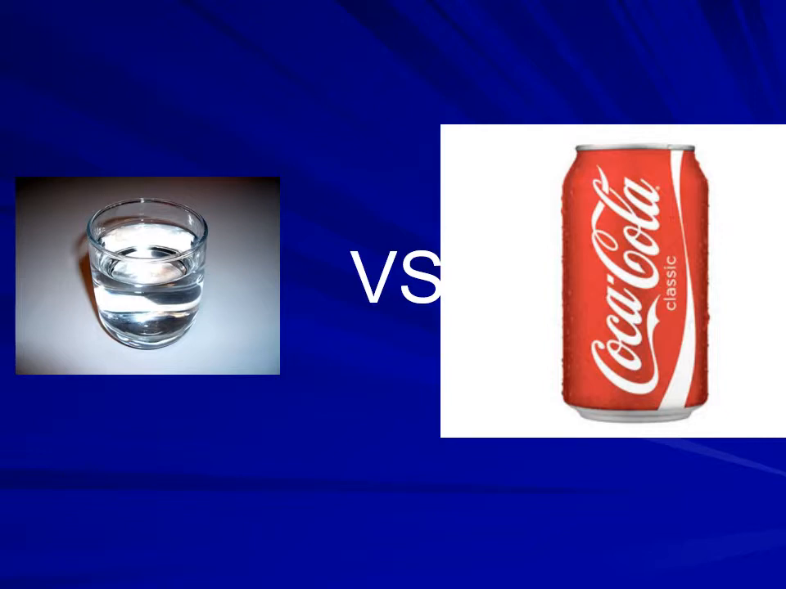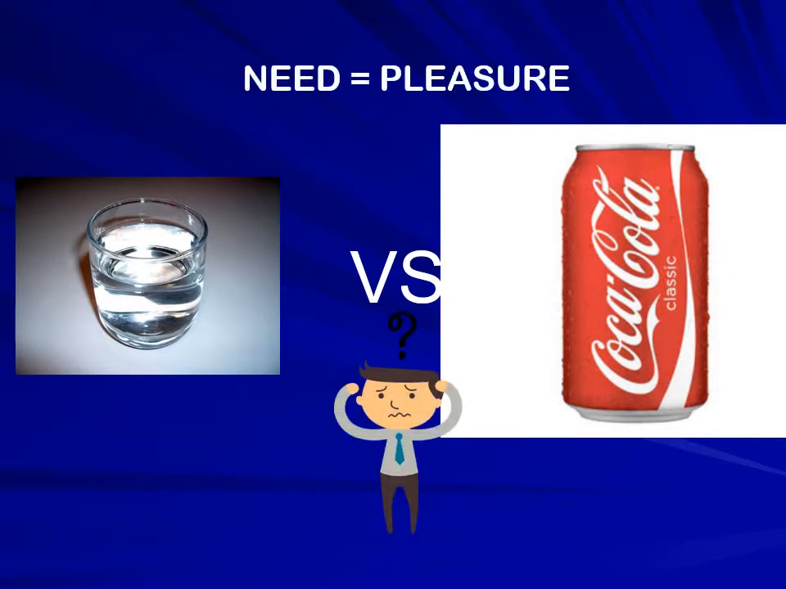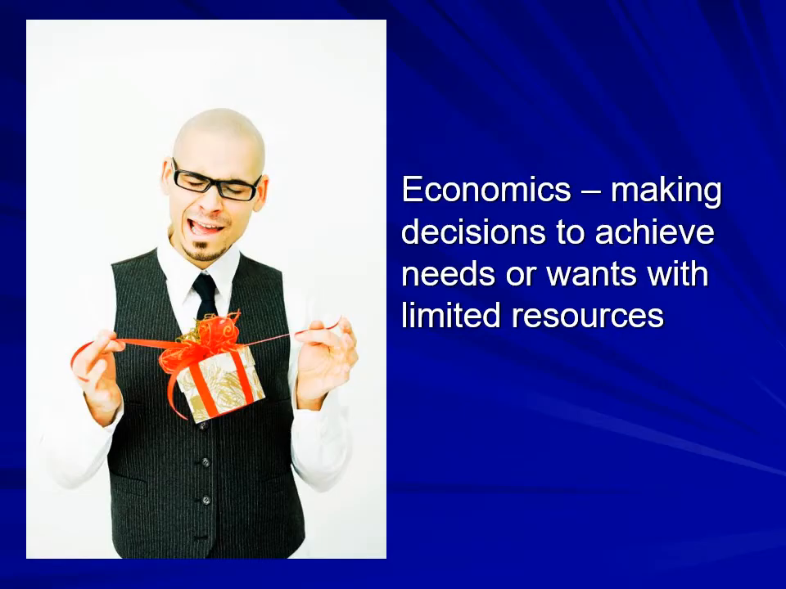The usual problem in making economic decisions, therefore, is we usually equate need with pleasure. That is why we get confused. And we tend to fail in using our limited resources in the most optimal way. So let's wrap up. Again, economics is all about making decisions in order to achieve what you need or what you want with your limited resources. Thank you.